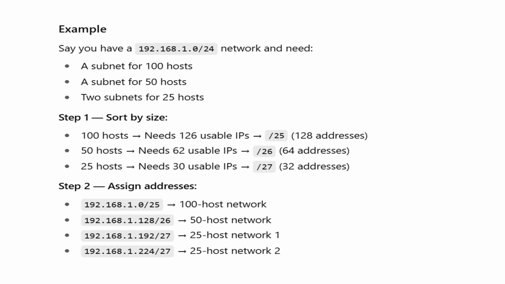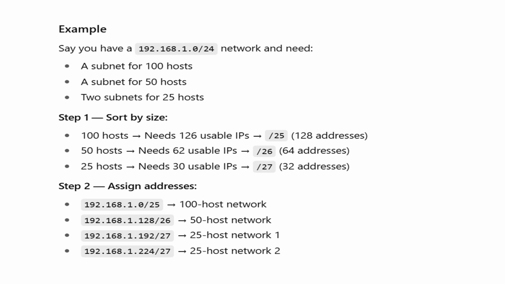Next you have to assign the addresses. The starting IP address 192.168.1.0/25 is allocated for the 100 host network, and the next one is 192.168.1.128/26 for the 50 host network. We need two 25 host networks. For the first 25 host network, the IP address is 192.168.1.192/27, and the second is 192.168.1.224/27.